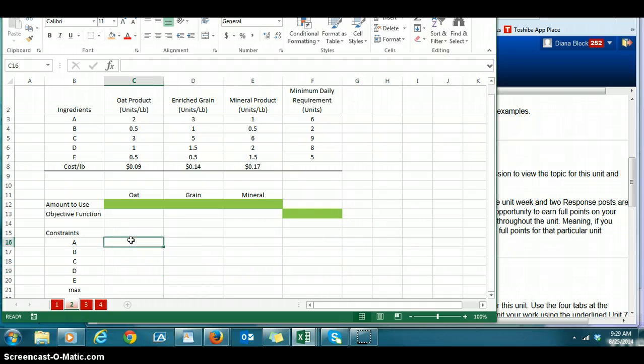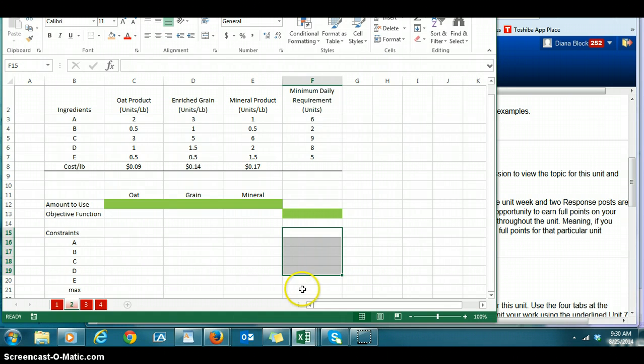So you'll have the amount of ingredient A that are in the oats, the amount of ingredient A that's in grain, the amount of ingredient A that's in the mineral, and you'll repeat that for each ingredient. And you'll have your sum products here. And up here is where it tells you the minimum daily requirements that these things need to be greater than.